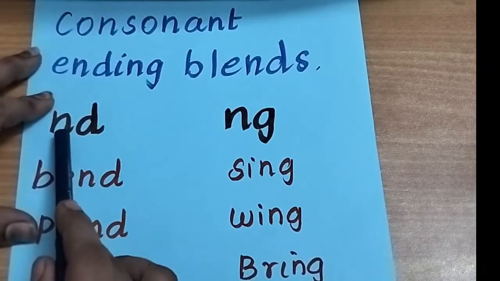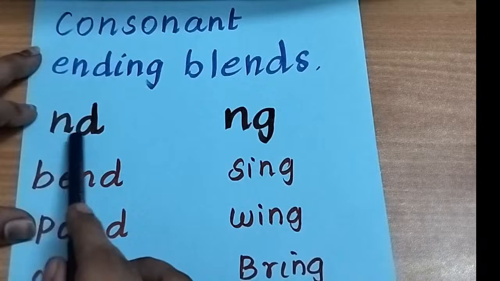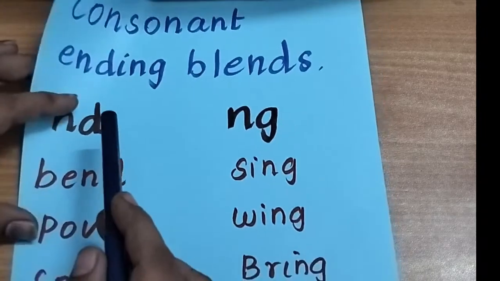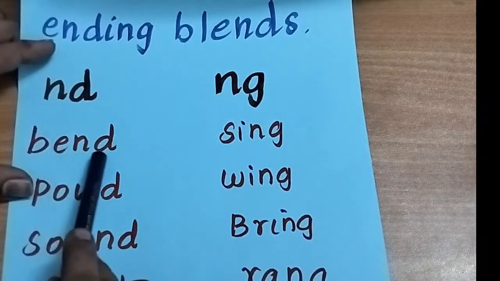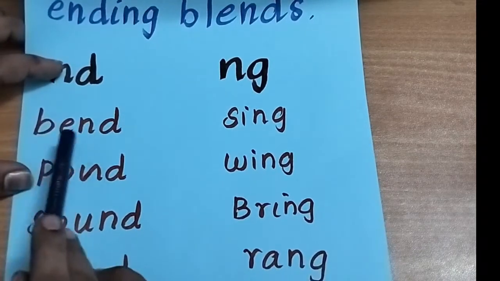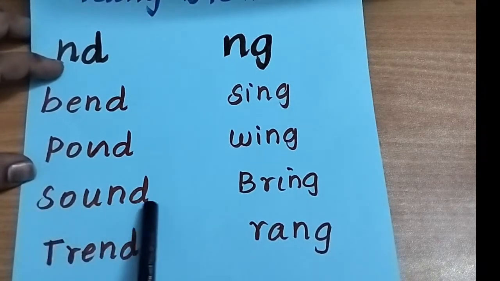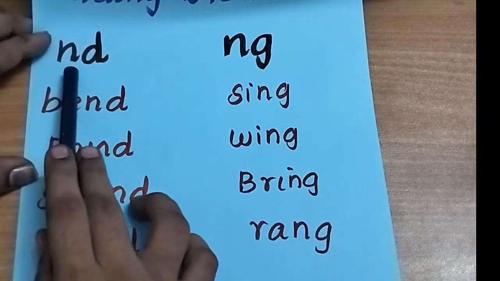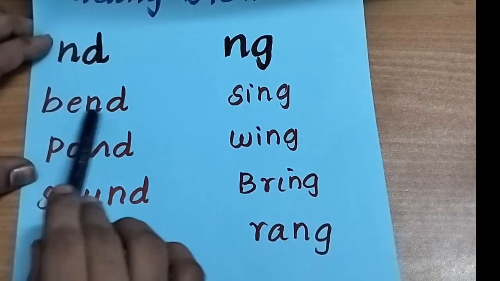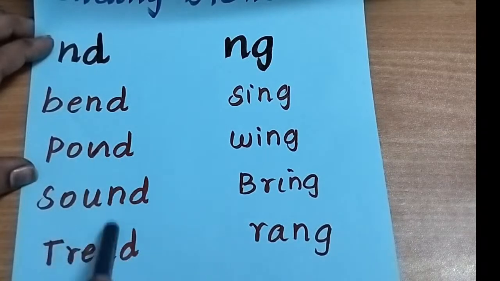The sound of N is N. The sound of D is D. End. Okay. So this is the way in which you have to pronounce if you have both these consonants at the end of a word. End, bend, pond, sound, trend. So we are pronouncing both the sounds of the letters at the end of the word. Okay. So in these words you have ND at the end of the word.